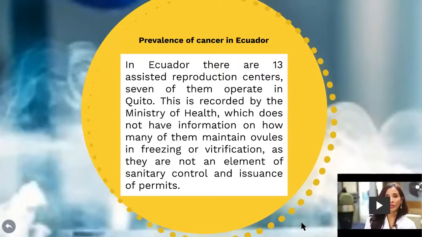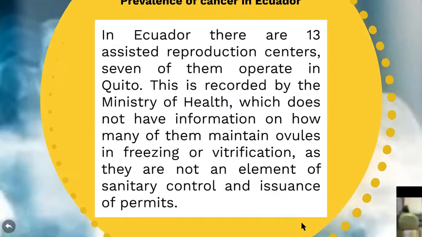Issue applied in Ecuador. In Ecuador, there are 13 assisted reproduction centers. 7 of them operate in Quito. This is recorded by the Ministry of Health, which does not have information on how many of them maintain ovules in freezing or vitrification, as they are not an element of sanitary control and issuance of permits.